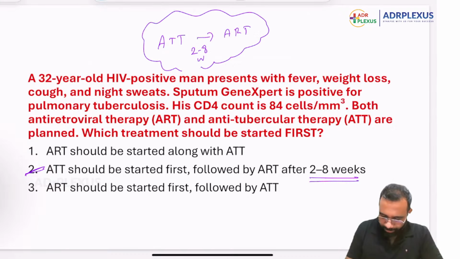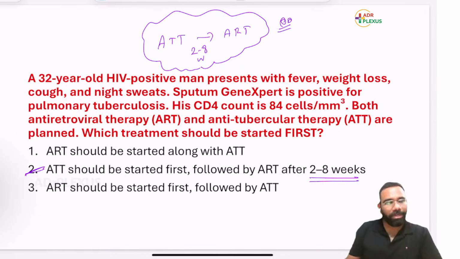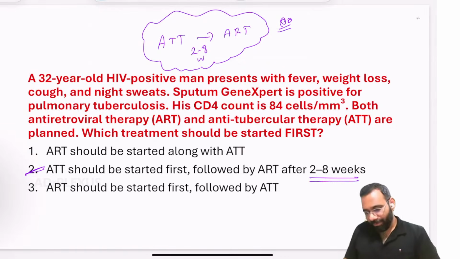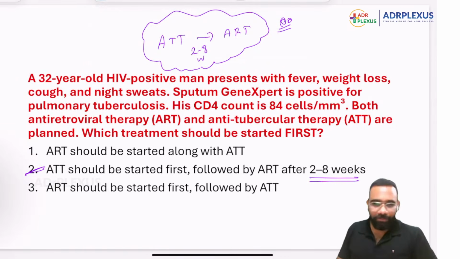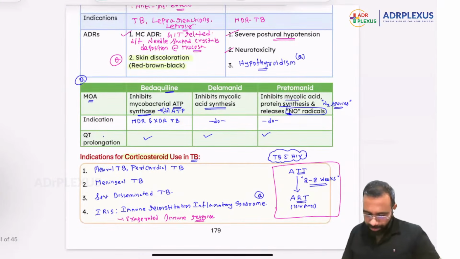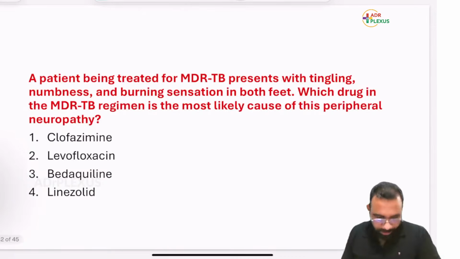I told you multiple times. The same NEET PG 2025 question was repeated in INI-CET November 2025. So that's all about this TB and HIV part. Now come to the next one.